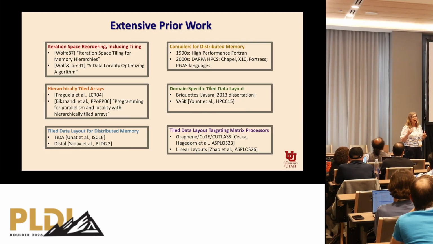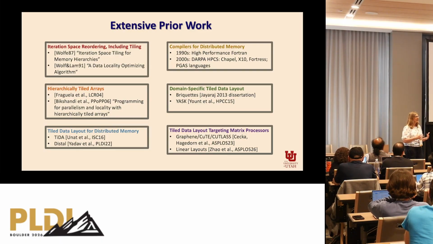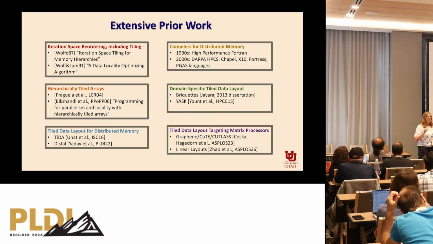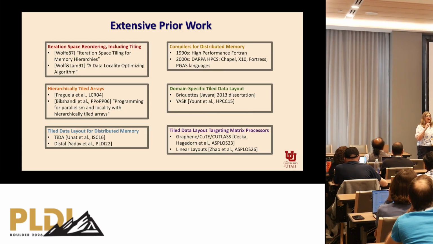High-performance Fortran was a standard that was created in the 1990s. And the key idea with high-performance Fortran was that a programmer described how the data is partitioned across nodes in a cluster, in a distributed system. And from that data layout description, the compiler could generate the code.